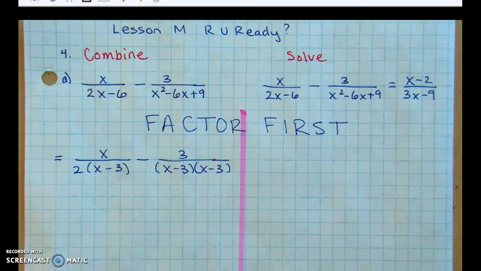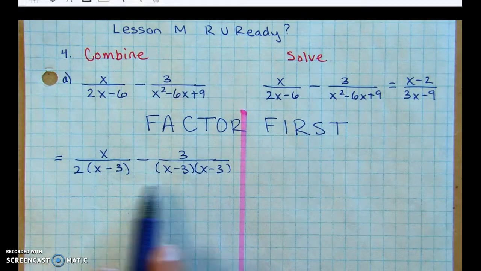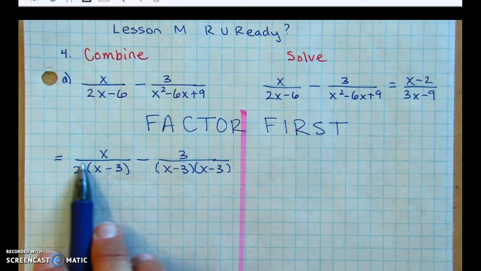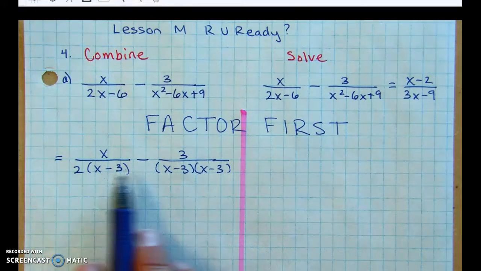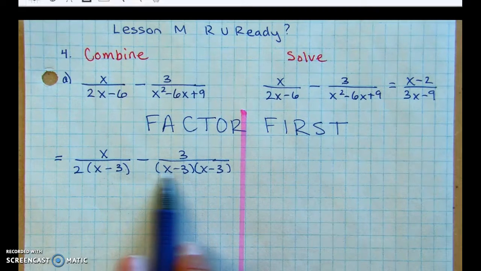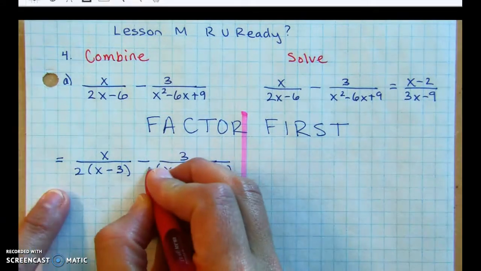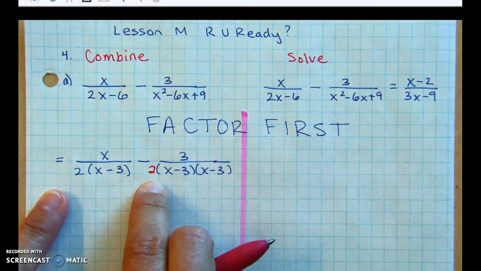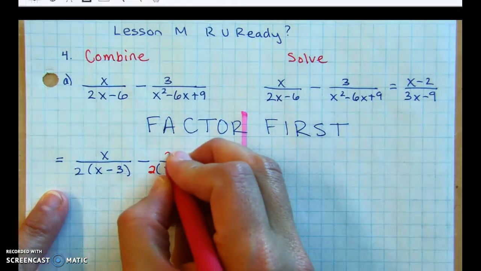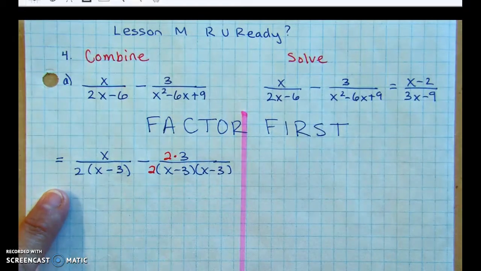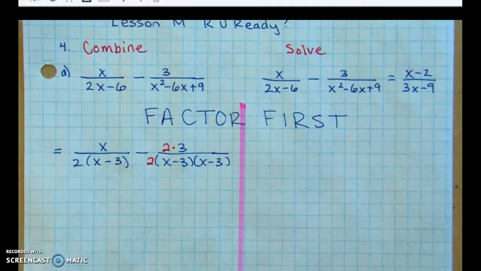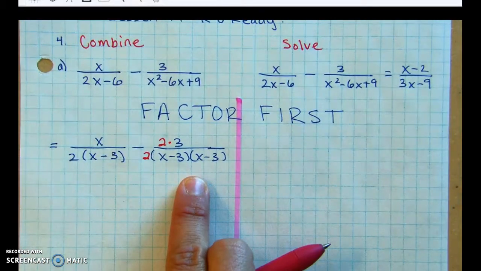We've got to make a common denominator, which means we need to make these look the same. So I see that this one has a 2, so this one needs a 2, right? Because I don't see a 2 there. So we're going to put a 2 on this one. How do I legally put it in the denominator? I'm going to multiply by the top, so we'll have 2 times 3, which is 6. Okay, do they look exactly the same?